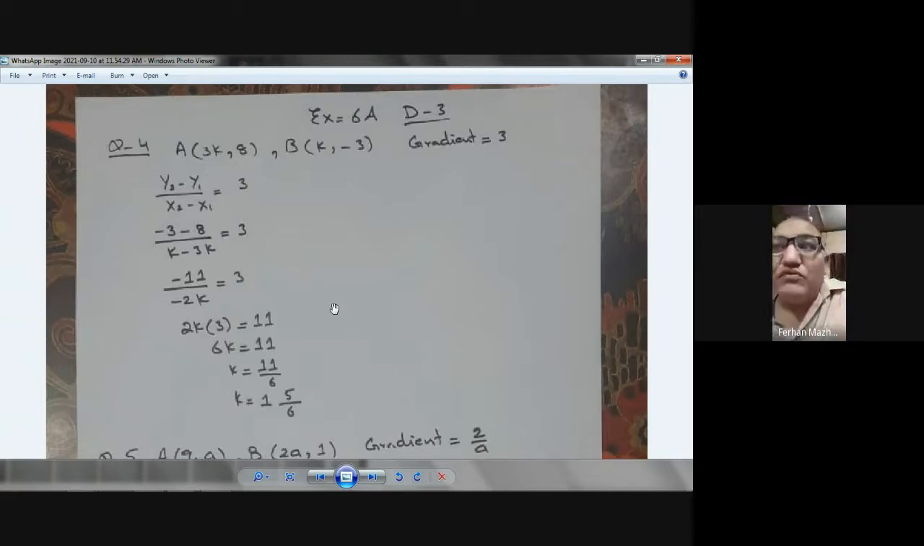The minus and minus will cancel. So you will have 2k into 3 equals 11, 6k equals 11. This 6 is multiplying on this side, take it to the other side and it will divide there. So k equals 11 by 6. When I write it as a mixed number, it will be 1 whole 5 by 6. So you got the value of k. This is how this is done.